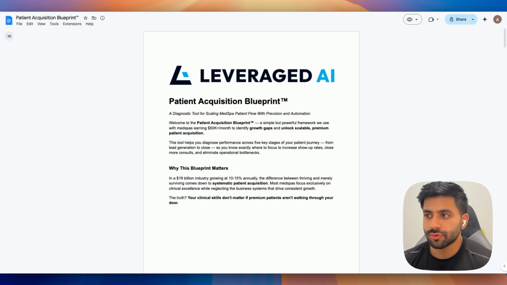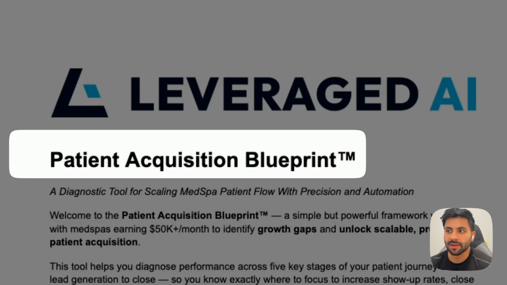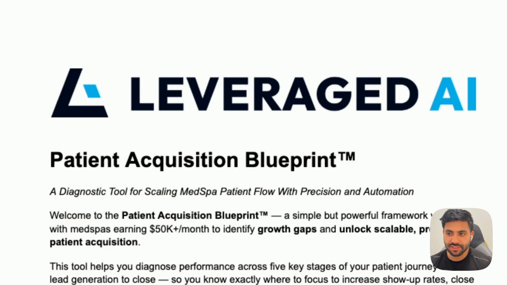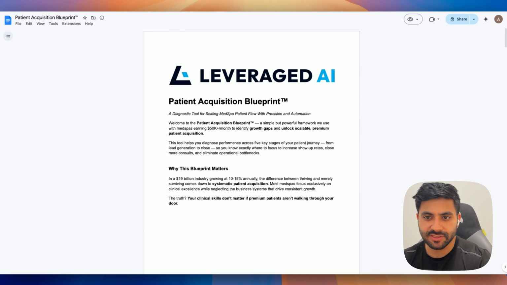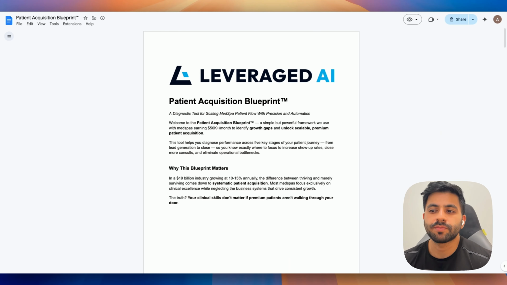What I'm going to walk you through today is called the Patient Acquisition Blueprint Audit. It's a diagnostic tool for scaling your med spa with patient flow, with precision and automation, with strategic insight. It's a simple but powerful framework we use with med spas who are earning around $50,000 a month or more, to identify where the growth gaps are and to help them unlock scalable and premium patient acquisition.